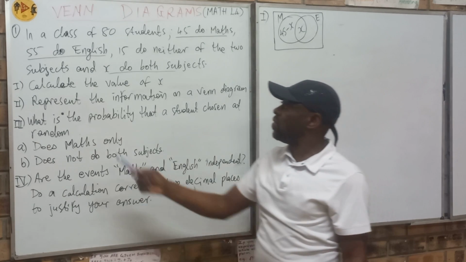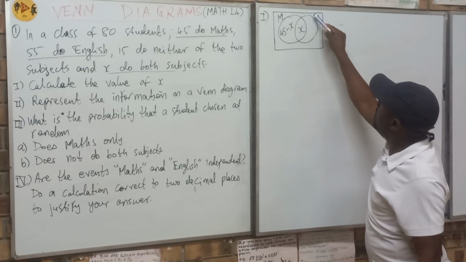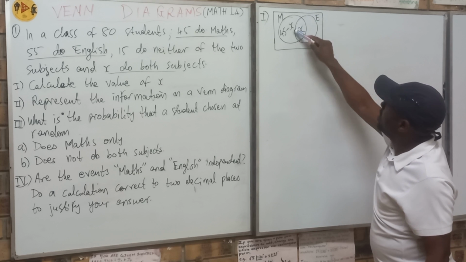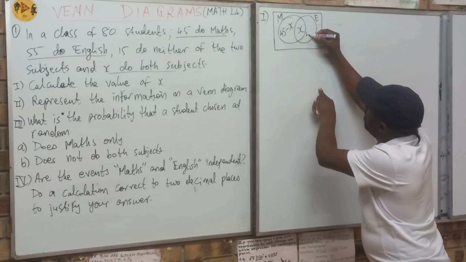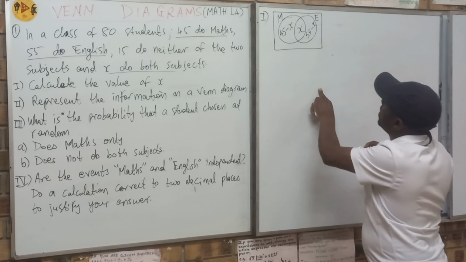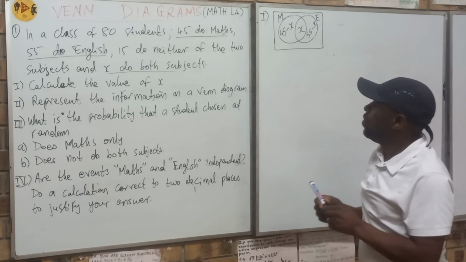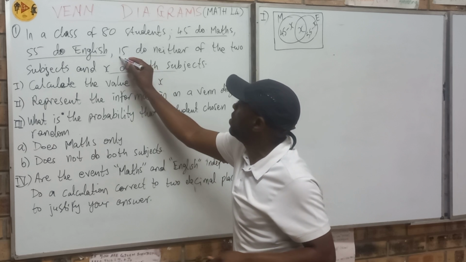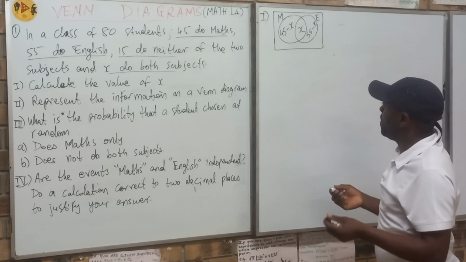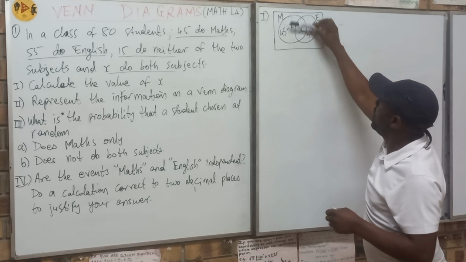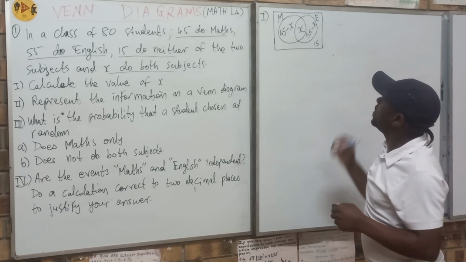We're going to do the same thing for English. Those who do English in total are 55. So English is the whole circle E, which already includes X for those who do both. So those who do English only are 55 minus X. And finally, we are told that there are 15 students who are doing neither of the two subjects. If you're not doing English or math, you must be outside these two circles. So I've got 15 there.